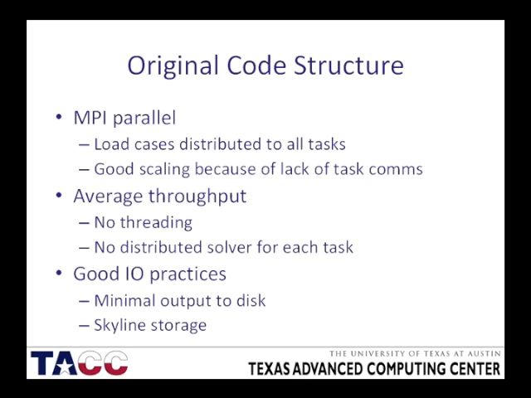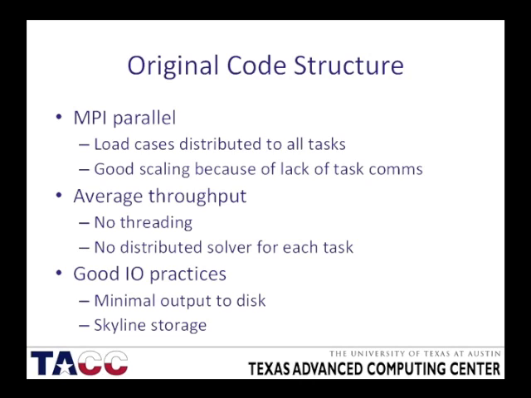The original code structure was an MPI parallel code with very, very little communication, because essentially what she's doing is distributing load cases to every task, and every task is working independently. There's only a couple of global synchronization steps, and when we profiled the code, we saw that those were a very, very tiny fraction of total execution time.